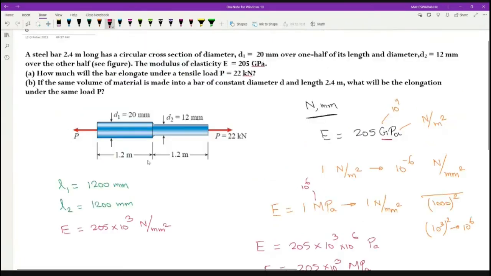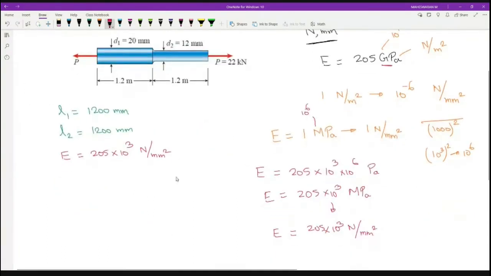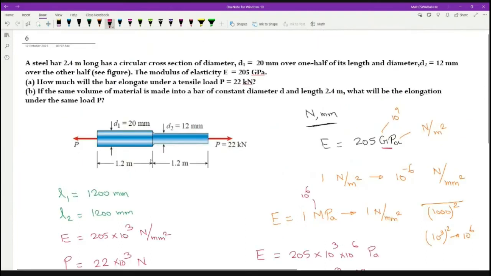So this part is over. Next you have force P, which is 22 kilonewton, which I can write as 22 into 10 power 3 Newton. So I converted everything in terms of Newton and mm. The next step is to identify my area, because my formula will be PL by AE. I need my area. Area depends on your diameters. Let us identify my area.